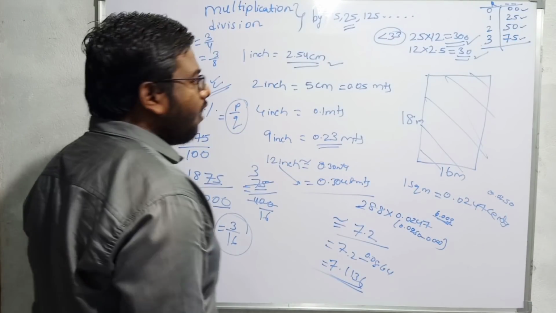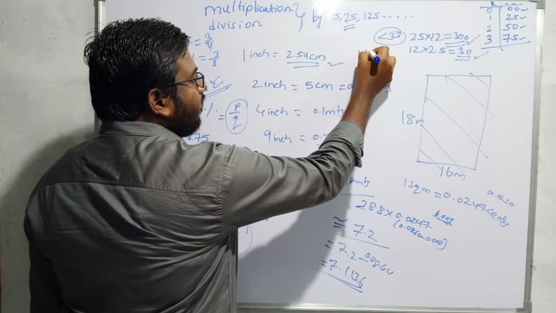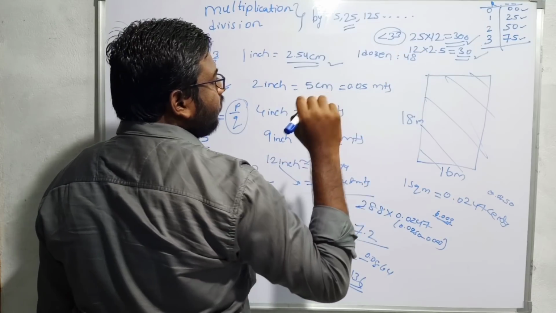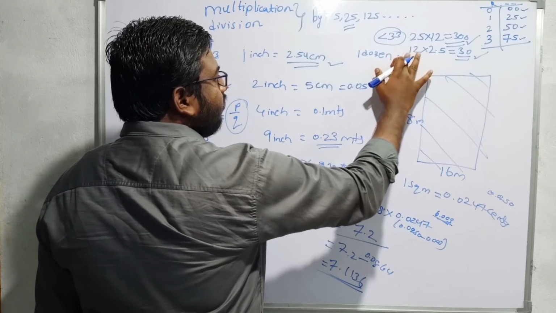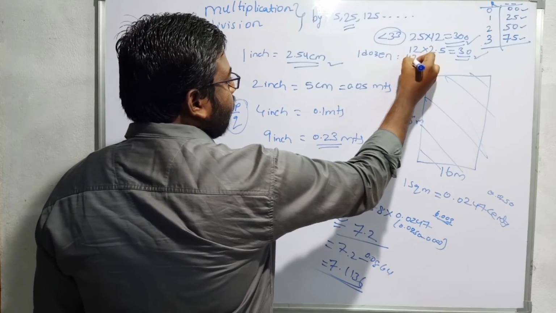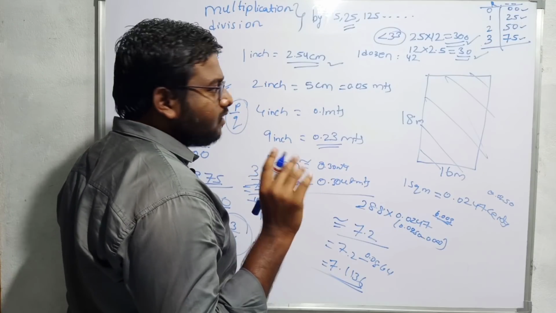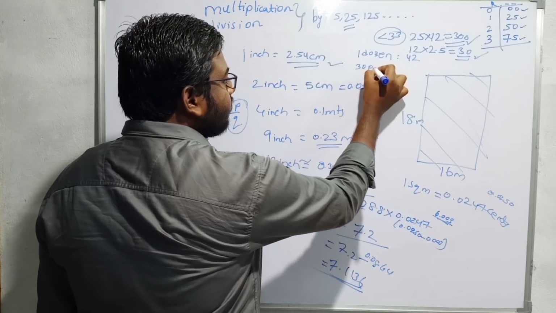For example, how problems are based on it: they will give the value of one dozen pencils cost 48 rupees. 48 is a multiple of 12, so let us take 42. The cost of one dozen pencils is 42. Then what is the cost of 30 pencils?